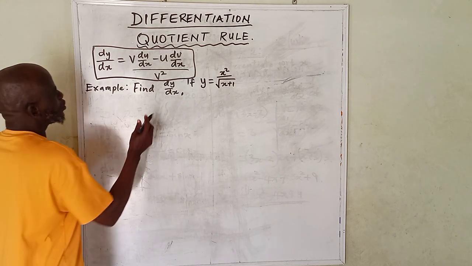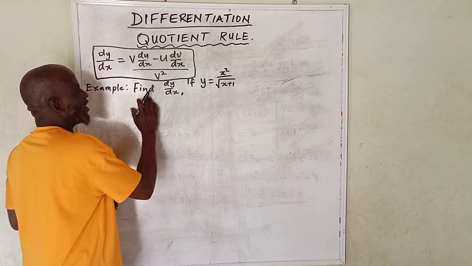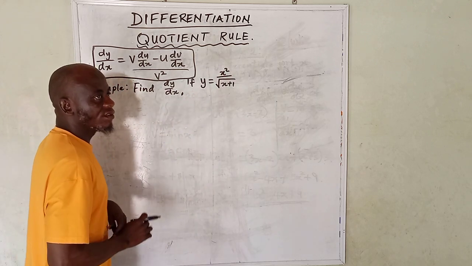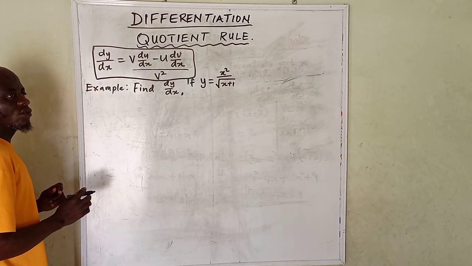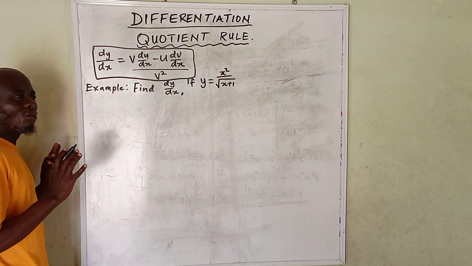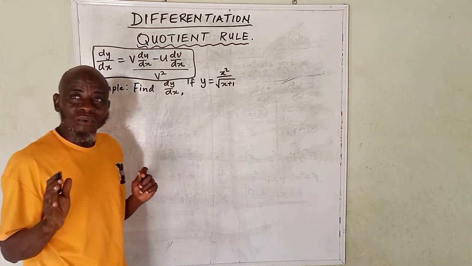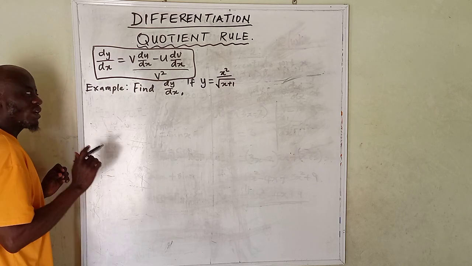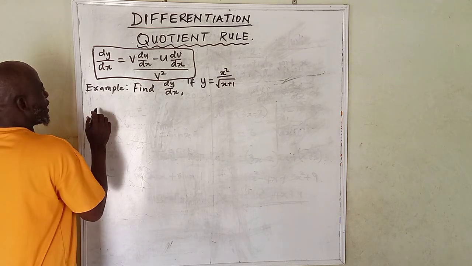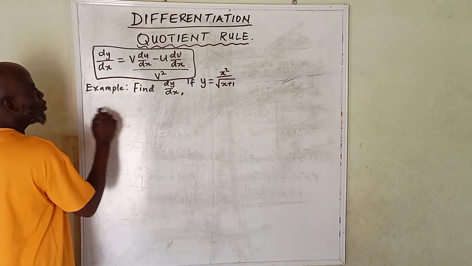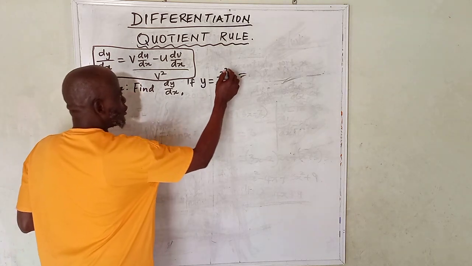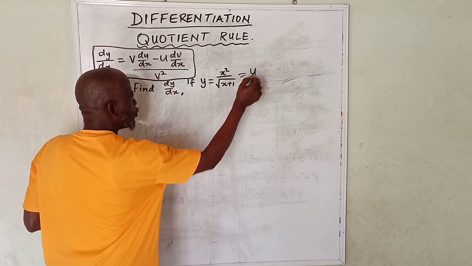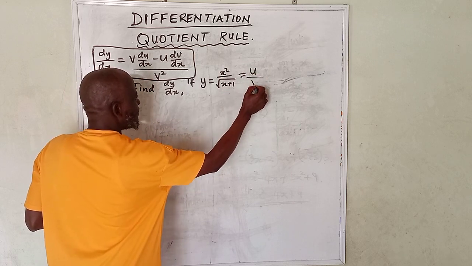Now look at the question we want to look at. We are told to find dy/dx if y equals x squared all over this. How do we go about these questions? It's very simple, but listen attentively because it's technical. The first thing is you represent the numerator, the function on top of the divisor, by u, and the one below it by v.